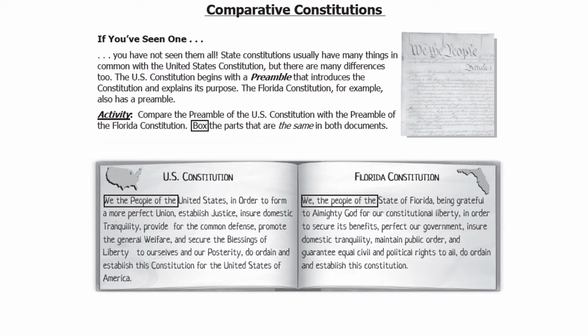The Florida Constitution. We, the people of the state of Florida, being grateful to Almighty God for our constitutional liberty, in order to secure its benefits, perfect our government, ensure domestic tranquility, maintain public order, and guarantee equal civil and political rights to all, do ordain and establish this Constitution. So all you're going to do is read back through that and find what is the same between both of those documents.